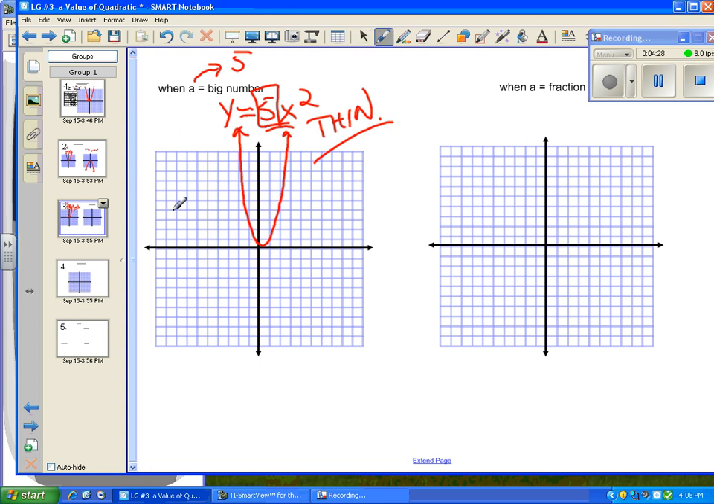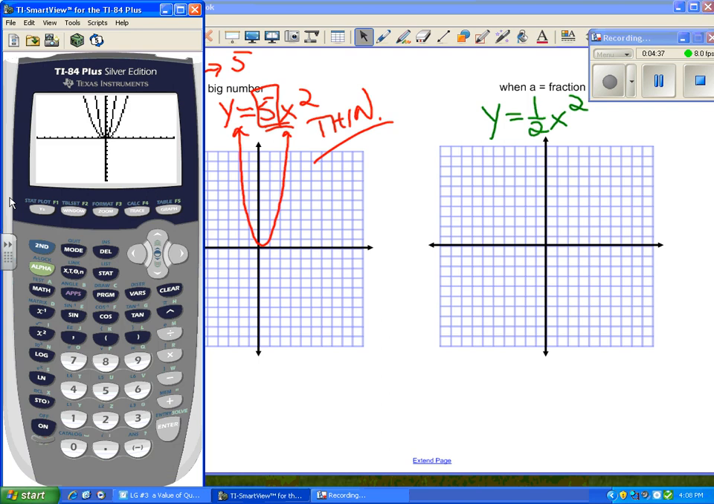Well, let's pick a fraction. y equals, let's say, 1/2 x squared, and let's see what happens. Let's boot back our calculator. There's our calculator, and I'm just going to clear these values again. Let's clear this first value. So we have our normal parabola sitting there like we always do. Let's throw in 1/2, and let's see exactly what happens to our parabola.